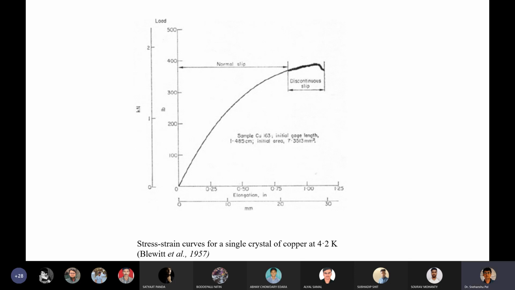Here is a single crystal copper and its stress strain plot is shown, and I just want to bring to your notice that there is a discontinuous slip you can see, and discontinuous slip may also cause a serration in the stress strain plot. Okay.